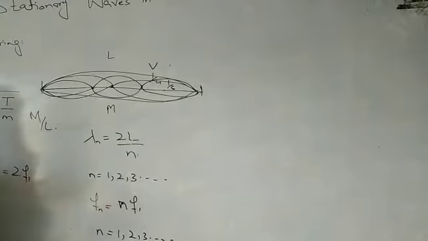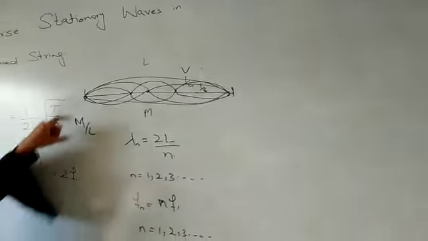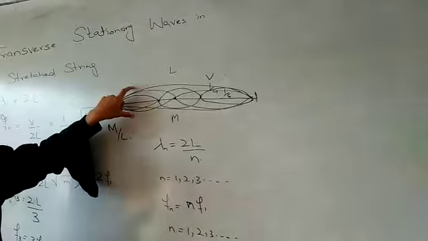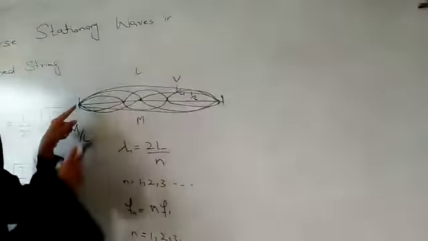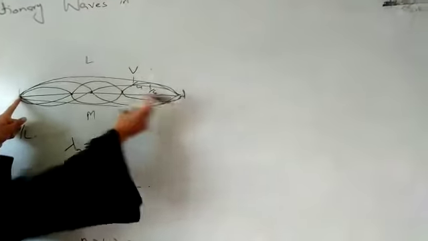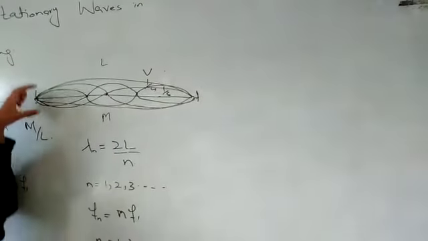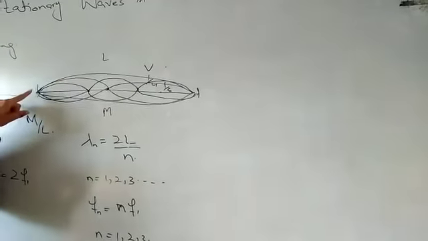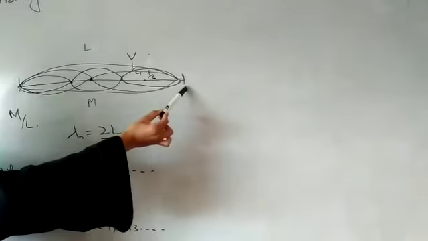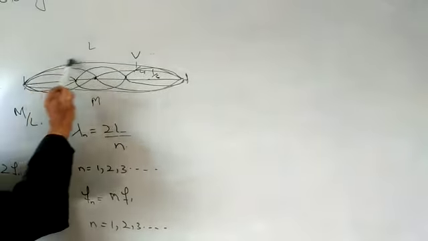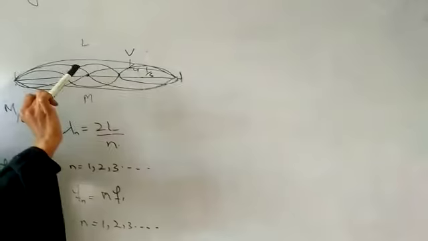What we concluded in this whole discussion is that this string of length L always vibrates in a complete segment. What do we mean by segment? The distance between two nodes, we call that distance a segment. So whenever a stationary wave is generated in a string of length L which is fixed between 2 points, then this string vibrates in a complete segment.